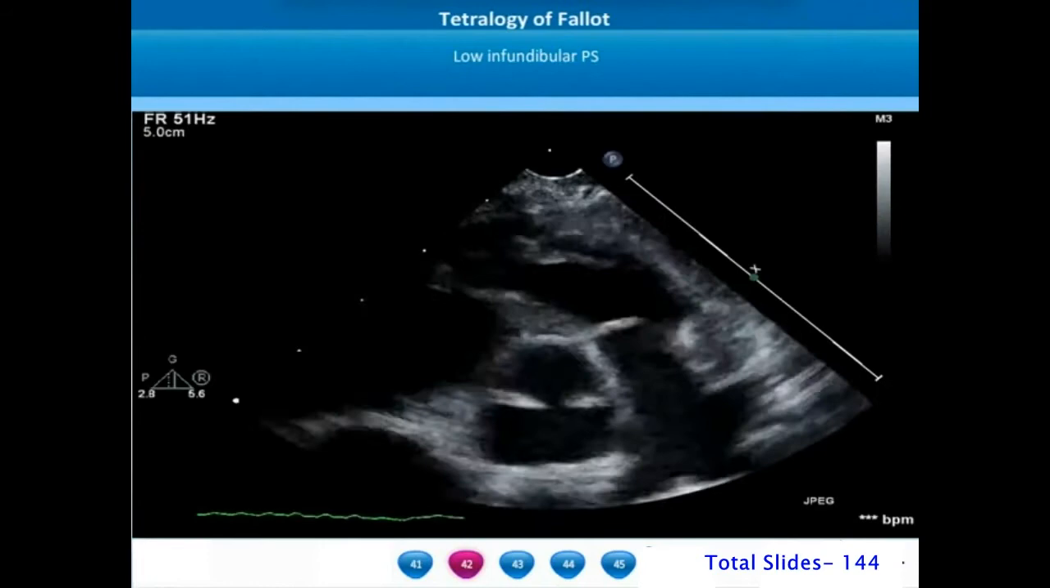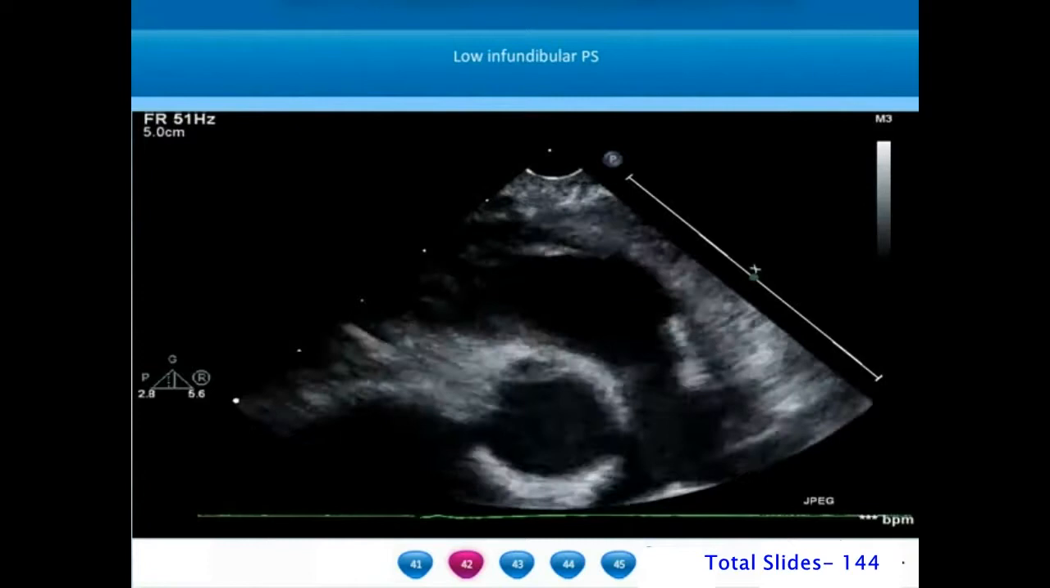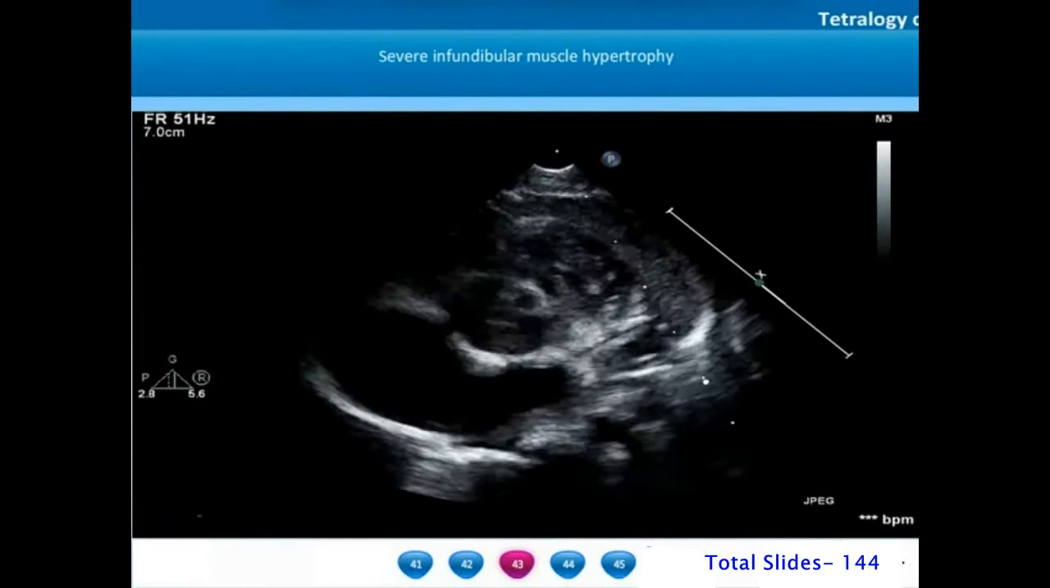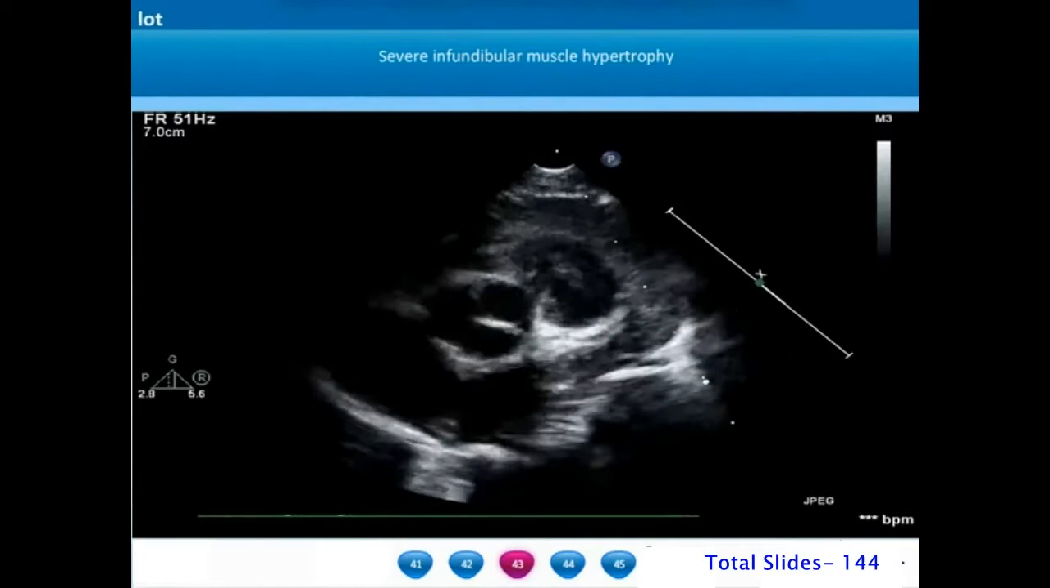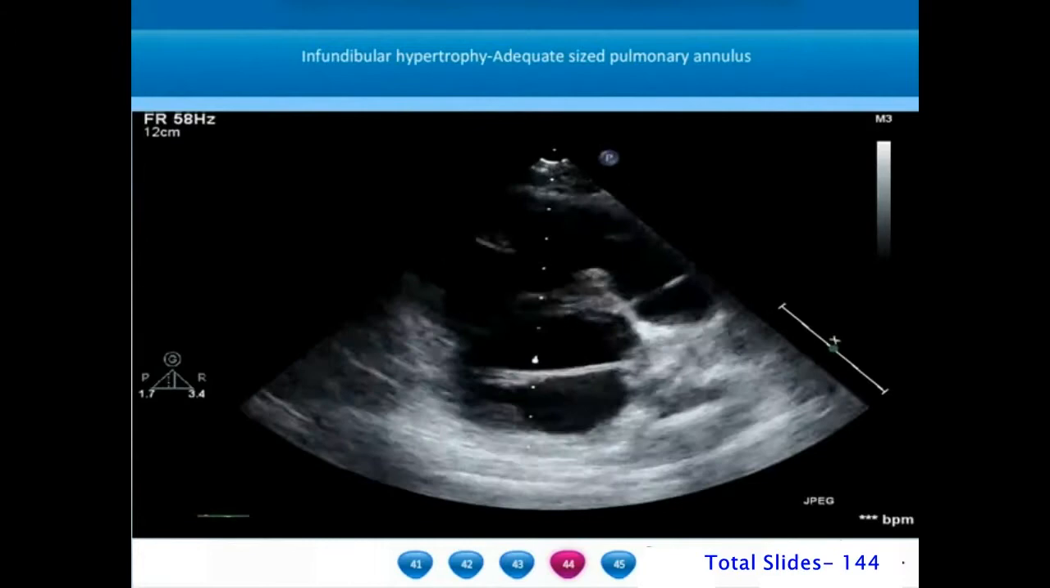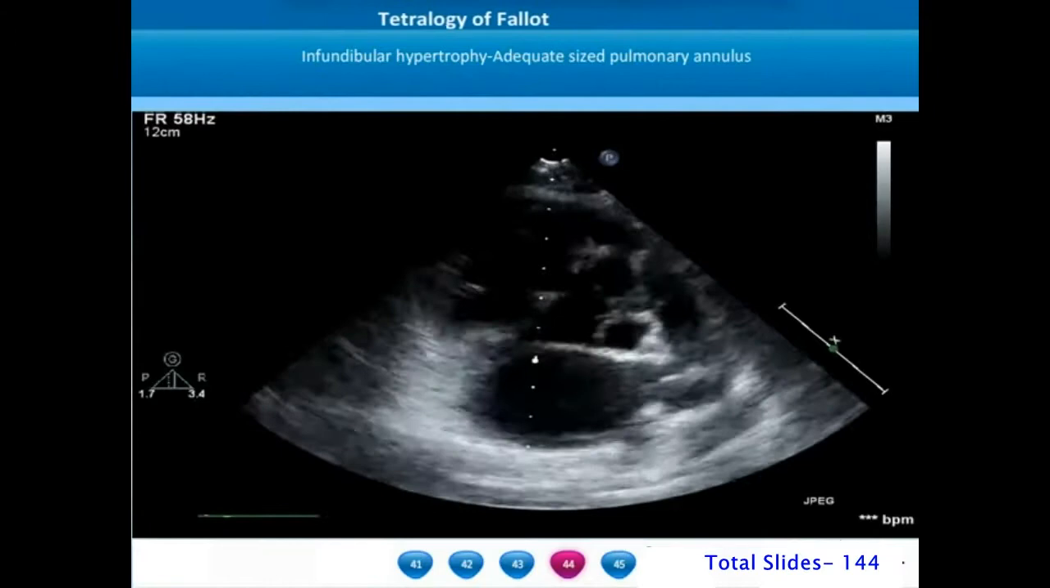In some of the patients with tetralogy of Fallot, there will be a very low infundibular pulmonary stenosis with a good well-formed distal infundibulum, and the pulmonary annulus and main pulmonary artery will be of adequate size. But in majority, there will be severe diffuse infundibular muscular hypertrophy and a hypoplastic infundibulum. When the infundibular narrowing is not extremely severe, there will be a sufficient amount of pulmonary blood flow and the patient may not have any cyanosis. This variant is called pink tetralogy of Fallot.